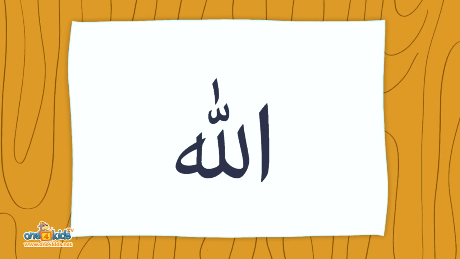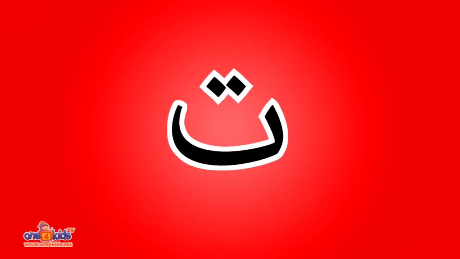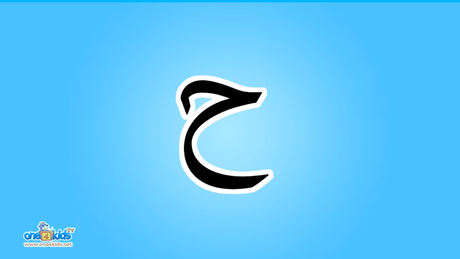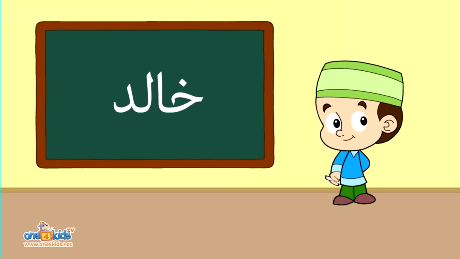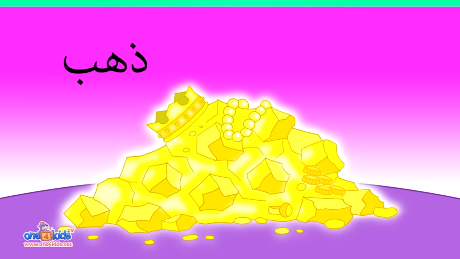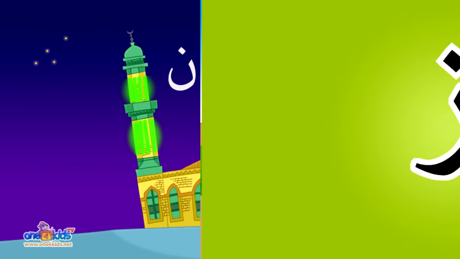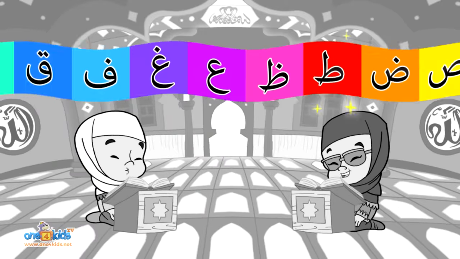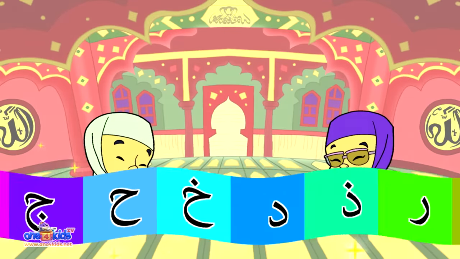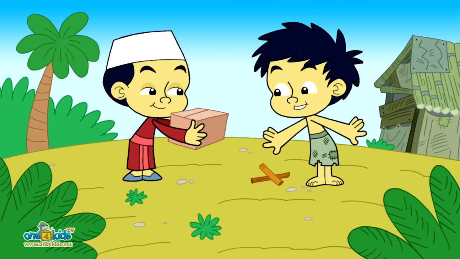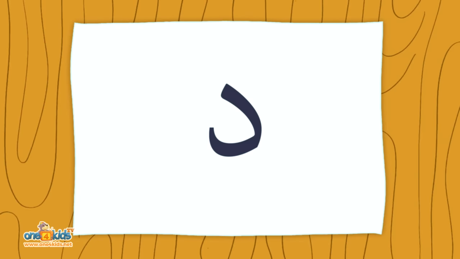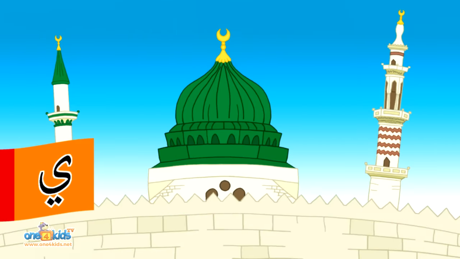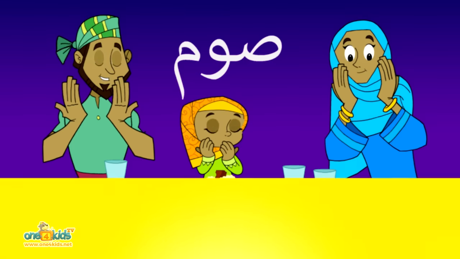Alif is for Allah, Ba is for Bismillah, Ta is for Taqwa, and Tha for Thawab. Jim is for Jannah, Ha is for Hajj, Kha is for Khalid, and Da for Dawood. Dal is for Dhahab, Ra for Ramadan, Zain is for Zakat, and Sin for Salam. Sheen is for Shams, and Sad is for Sawm.